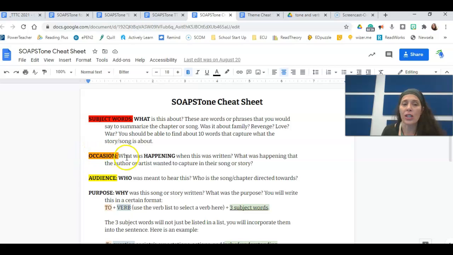Now, occasion is what was happening when this was written. What was happening that the author or the artist wanted to capture in that story or song or chapter or book. Occasion, what was happening. Audience, who was meant to hear it? Who was it written for? Was this chapter directed towards a certain group of people or a certain person in general?